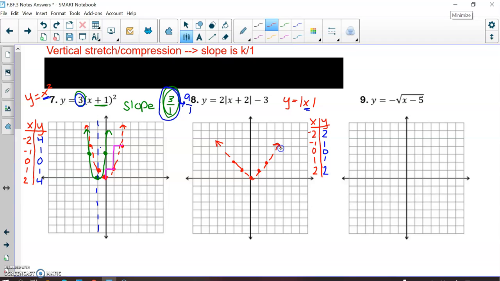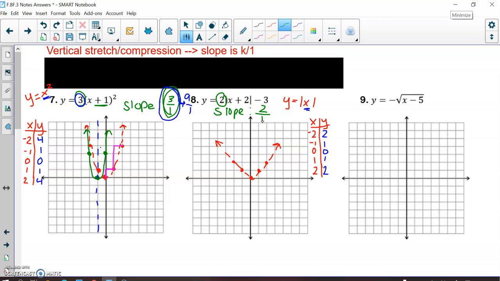Now, for this one, remember that if you have a vertical stretch or compression, your slope is k over 1. So here I do have a vertical stretch or compression. My slope then would be 2 over 1.